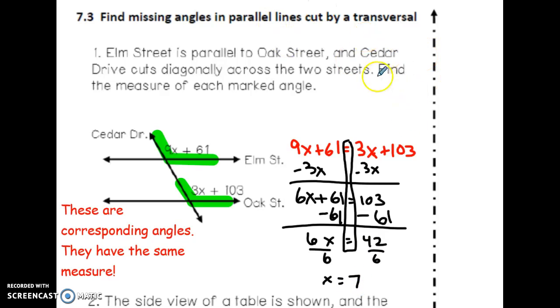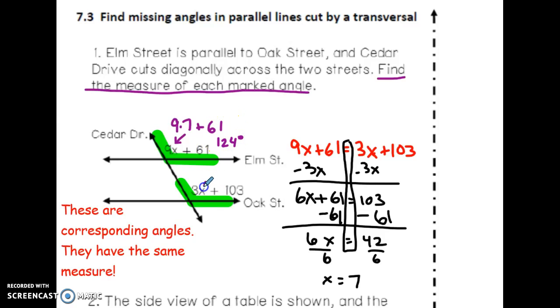Okay, we're not quite done with the problem, and here's why. They really want the measure of the marked angle. So remember how we use this expression. If we now know the value of x is 7, you're going to take 9 times the value of x plus 61. So 9 times 7 plus 61 is, I got 124 degrees.